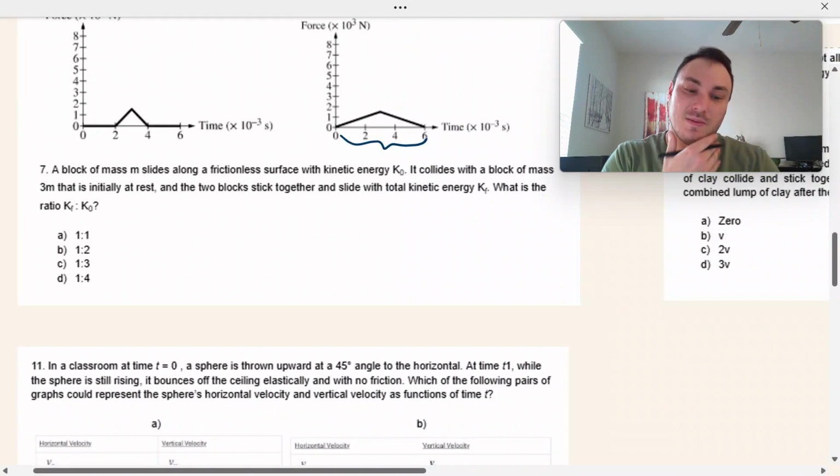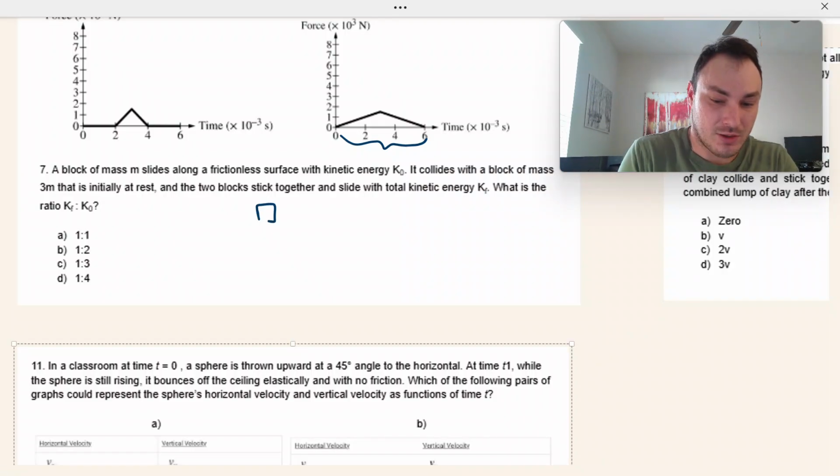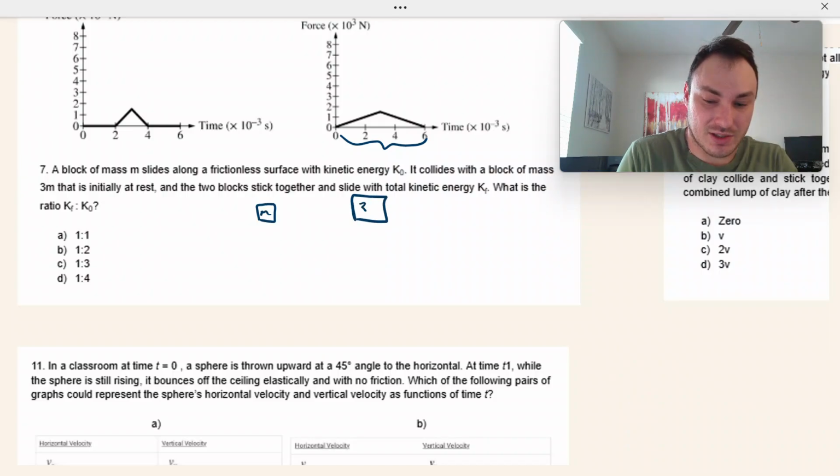A block of mass m slides along a frictionless surface with kinetic energy k. It collides with a block of mass 3m initially at rest. Let's just draw this out. The two blocks stick together. So block m is moving this way with a kinetic energy of k. Let's say that's moving with v naught. After the collision, we have a system that looks like this. That's going to be moving this way with the speed of v final. That is 4m.